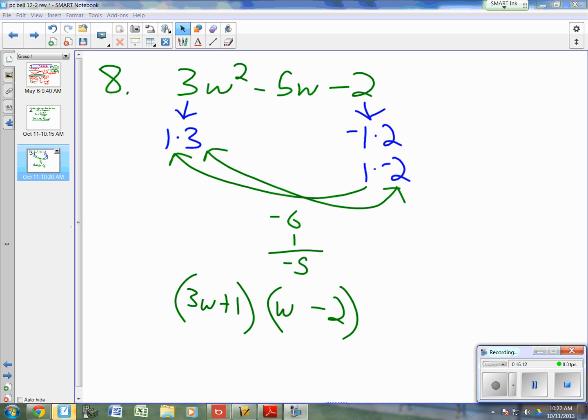Do you understand how I decide if we're going to use 1 and negative 2 and 1 and 3? Well, I'm multiplying 3 by negative 2. If I put this as 3w minus 2, am I ever going to multiply the 3w by the 2? No, I have to put it in the other factor to do that. Okay, yes, Haley? Yeah.